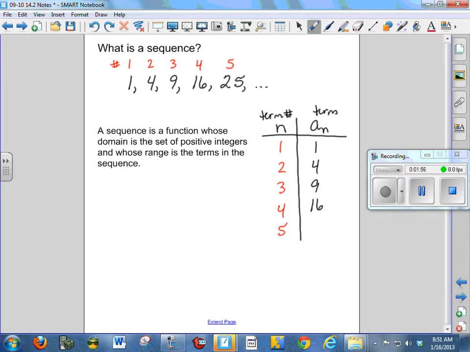9, 16, 25, you see that we do indeed have a function because every input has only one output. There can only be one term in each position in the sequence. So even if all of the terms were the same, like 2, 2, 2, 2, 2, 2, it would still be a function because each input, the term number, has exactly one output.